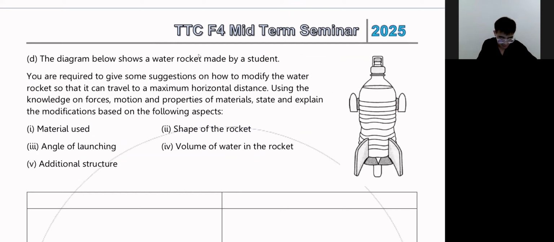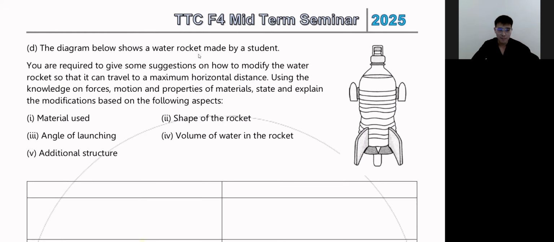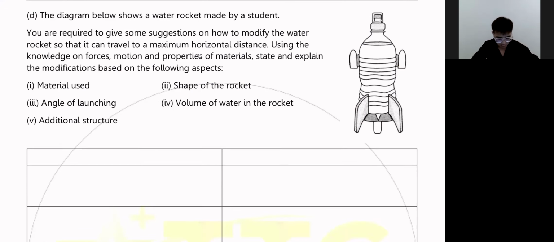Question D is an essay question. It says, the diagram below shows a water rocket made by a student. You are required to give some suggestions on how to modify the water rocket so that it can travel at the maximum horizontal distance. Using the knowledge on forces, motion, and the properties of materials, state and explain the modifications based on the following aspects. First, the question wants you to discuss the material used for the water rocket.